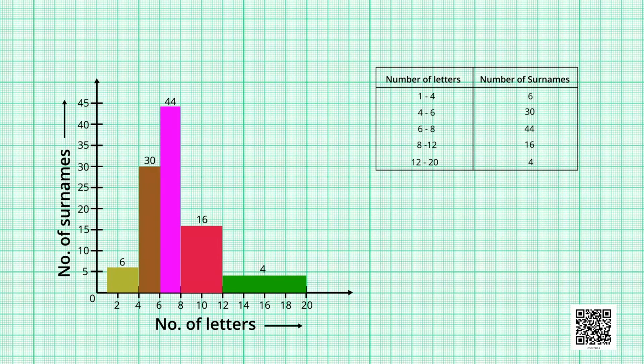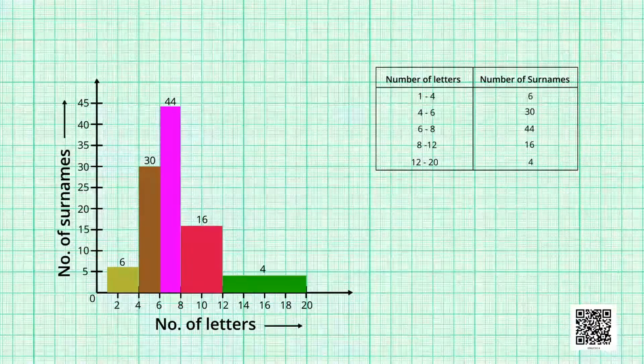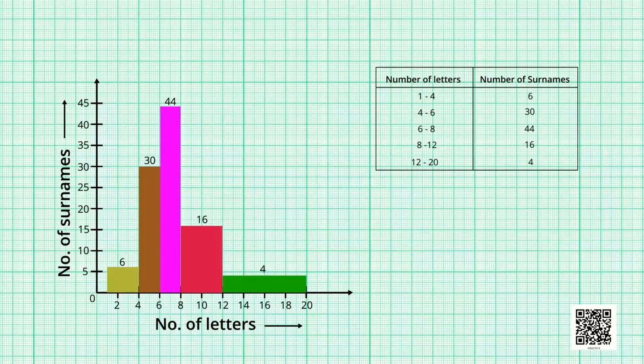But this graph is not representing the data correctly. We know that area of a rectangle should be proportional to the frequency of that class. Here it is showing that frequency of class 8 to 12 is more than frequency of 4 to 6, which is not true. So we need to make certain modifications in the length of rectangles so that areas are again proportional to the frequencies. For this, there is a methodology.